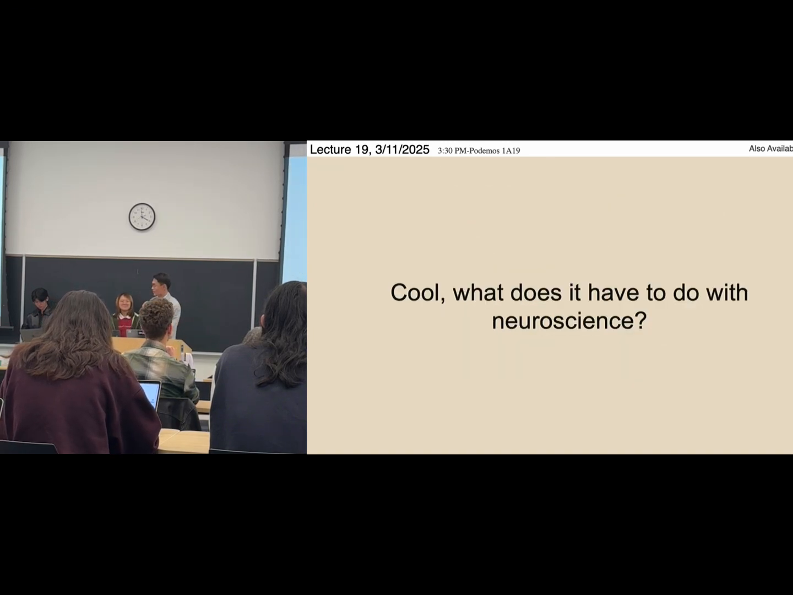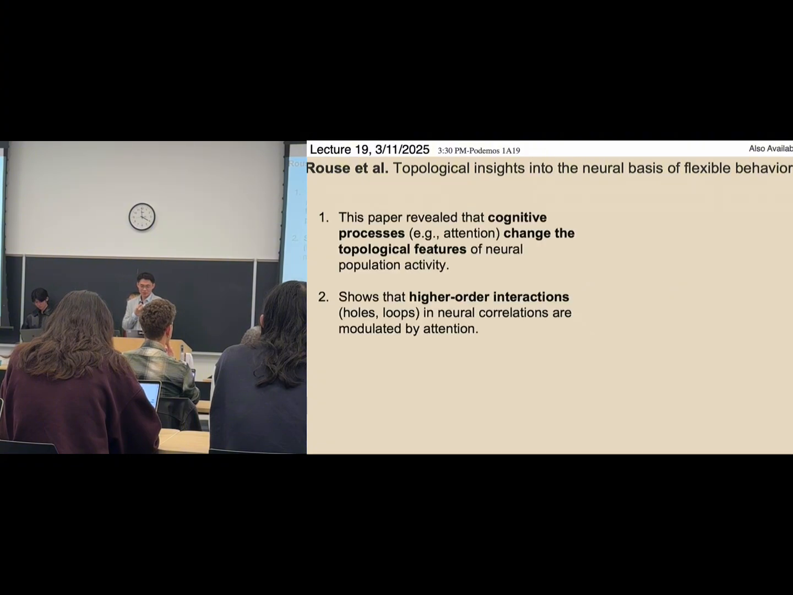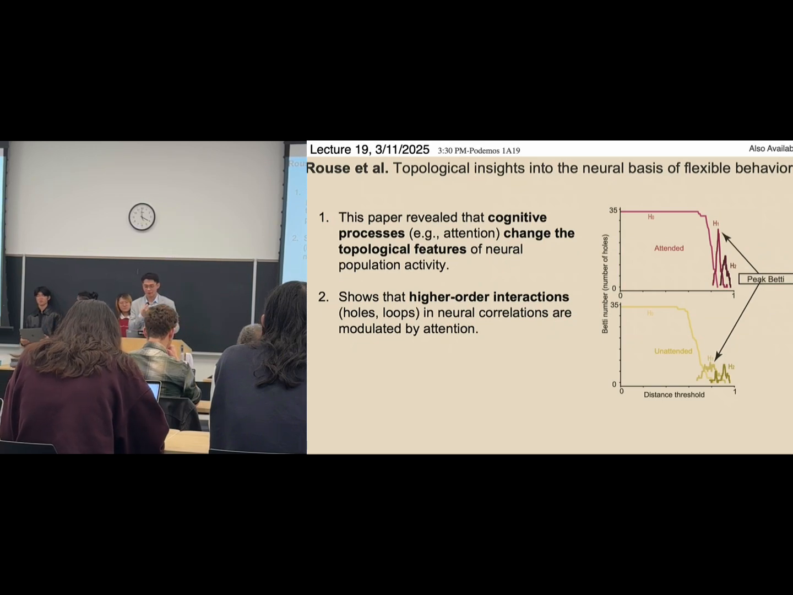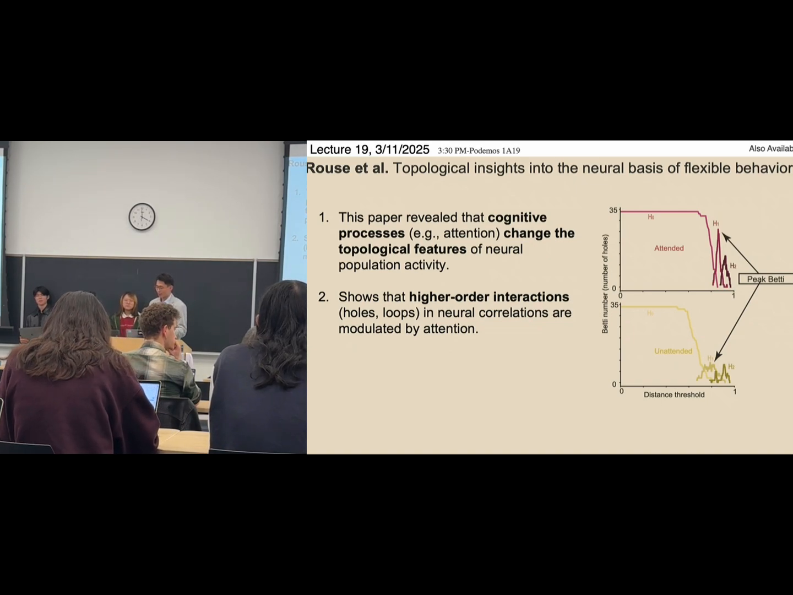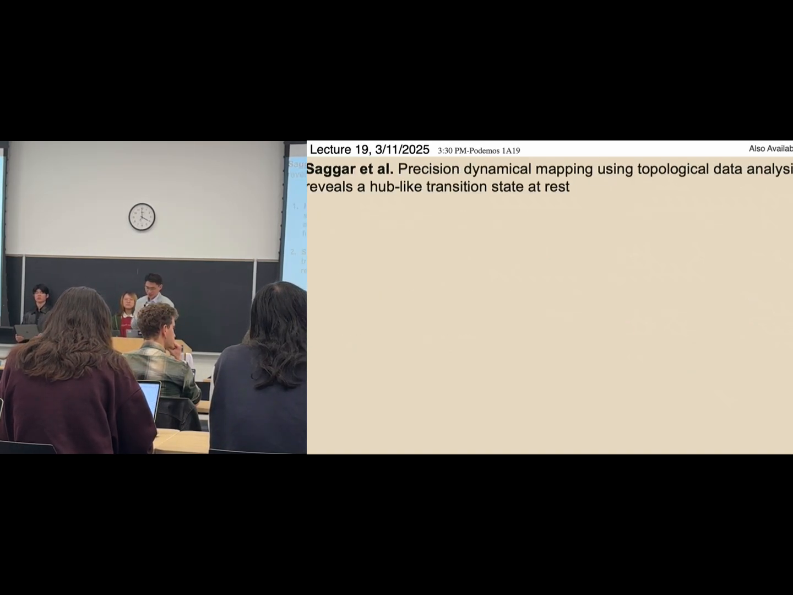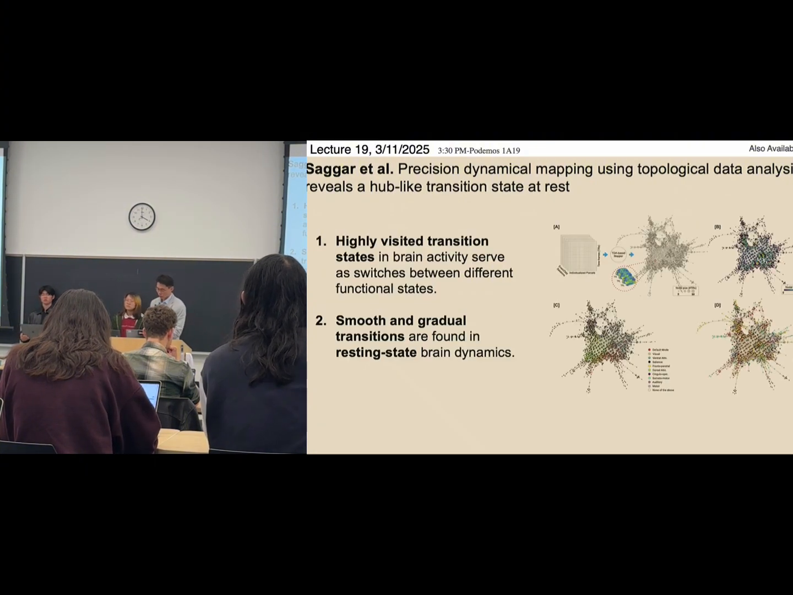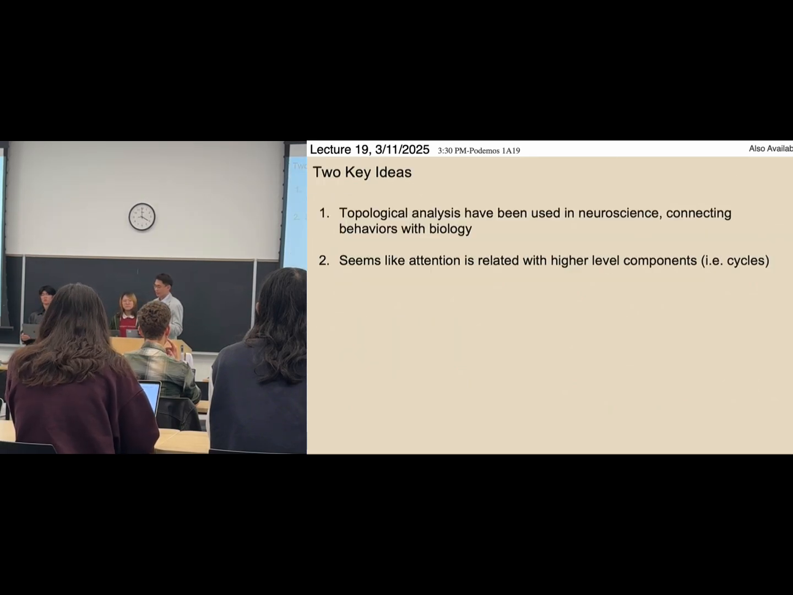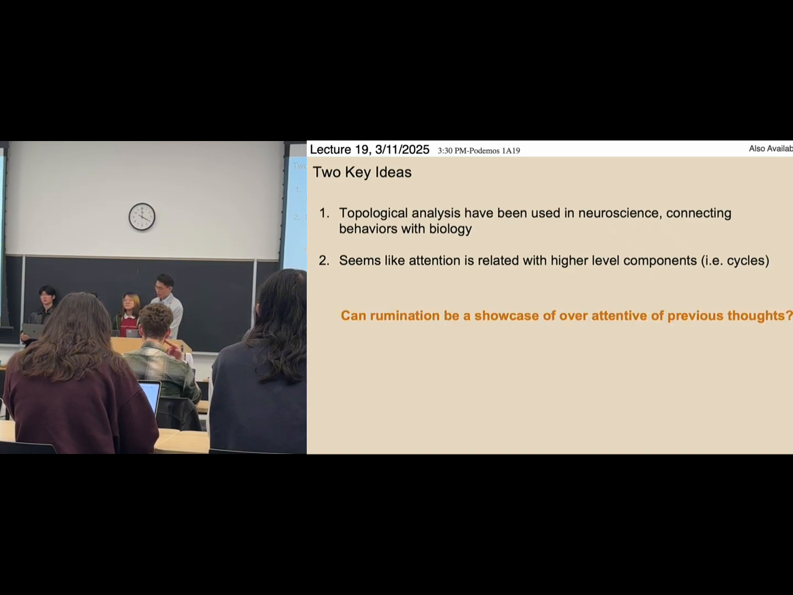Cool. So what does that have to do with neuroscience? Previously, people have done a lot with topological data analysis, and they've found that these higher-dimensional structures seem to be correlated with certain psychological ideas we talked about. For instance, people have found that higher-order interactions like loops indicate higher correlations with attention. Other studies have also shown it being used in neuroscience. The key takeaway is that attention seems to be related to higher-level components. And maybe we can say that rumination is a showcase of overactivation of attention to previous thoughts.